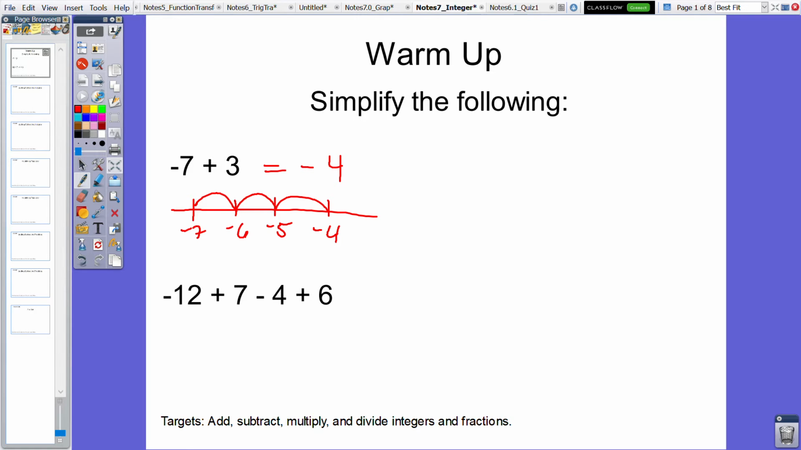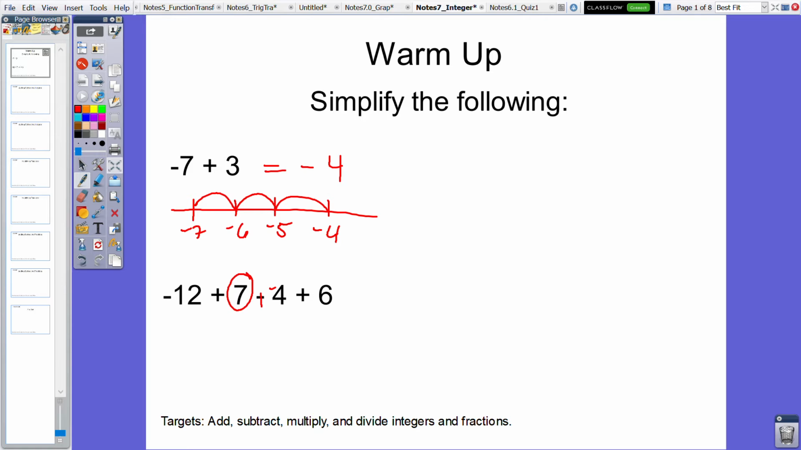Okay. So for a larger expression where we're adding and subtracting a bunch of integers all at once, we want to root out any sort of subtraction and convert it to addition. So the only subtraction sign we have is between the 7 and the 4 in the second example for -12 plus 7 minus 4 plus 6. So once again, we keep the number in front of the subtraction sign, we change the subtraction sign, and we make the 4 a negative. So keep, change, change.